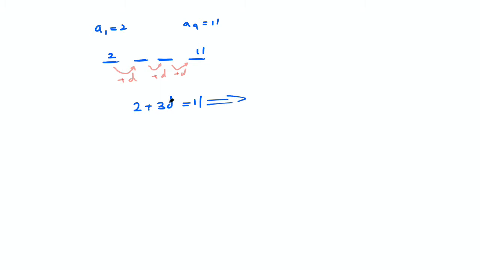Given this, all I have to do is subtract 2 from both sides, and then I get 3d is equal to 9. So then dividing both sides by 3, that means the common difference is 3. So the arithmetic sequence associated with this is just going to be the first term, so an is equal to the first term plus n minus 1 times the common difference 3.